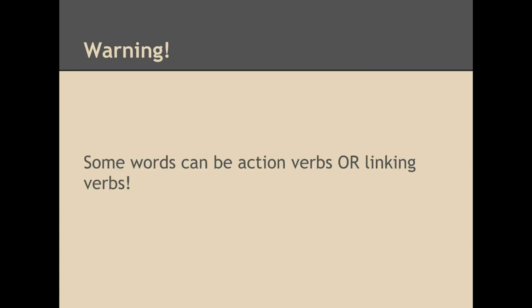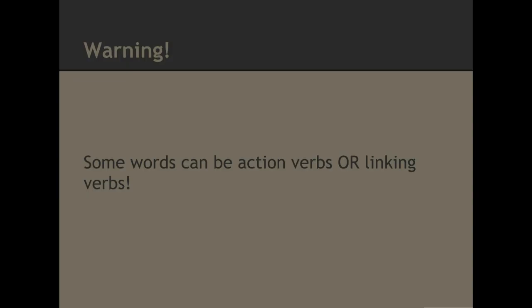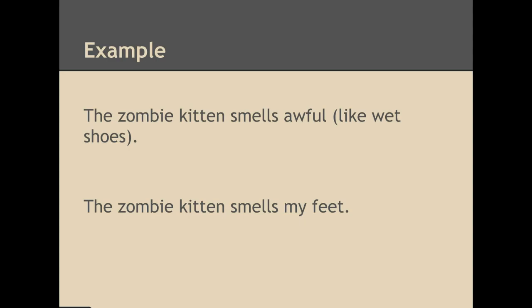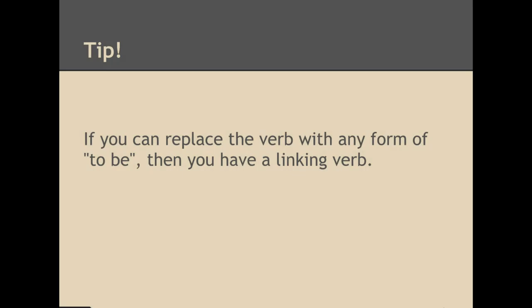Now, I have to give you a warning. There it is. Some words can be action verbs or linking verbs. For example, we have 2 sentences here that use the word smells. The zombie kitten smells awful, and the zombie kitten smells my feet. One of these is an action verb, and one of these is a linking verb. Here is your tip. If you can replace the verb with any form of the verb to be, then your original verb is a linking verb.